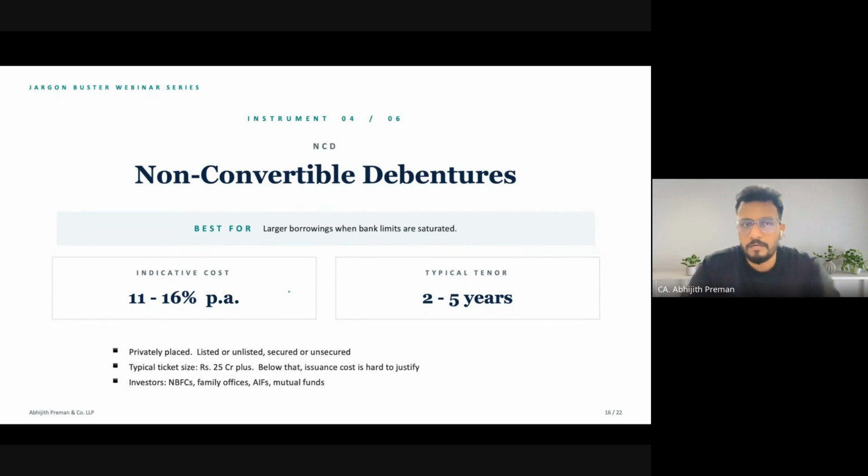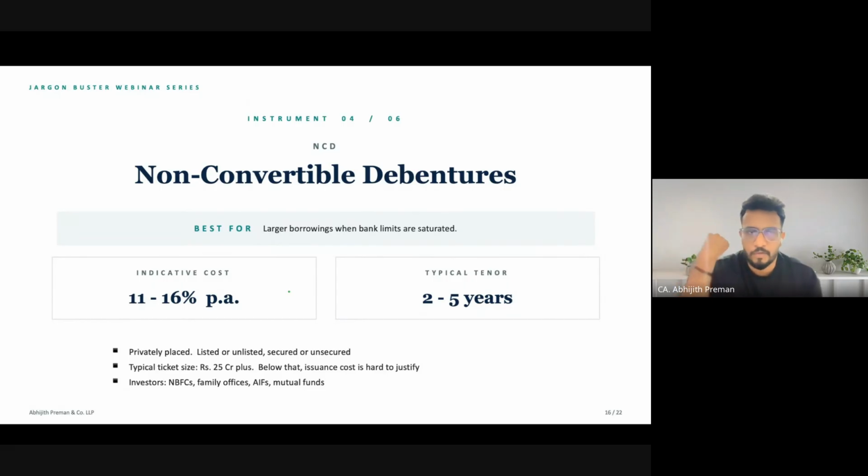Then we have non-convertible debentures. It's best for large borrowings when bank limits are saturated. For example, if you have utilized almost all of the bank limits, then you can go to some AIF or some sort of venture fund and avail a non-convertible debenture. So it's again another debt instrument. The cost would be much higher, 11 to 16% per annum. I've even seen it go from 17 to 25 also.